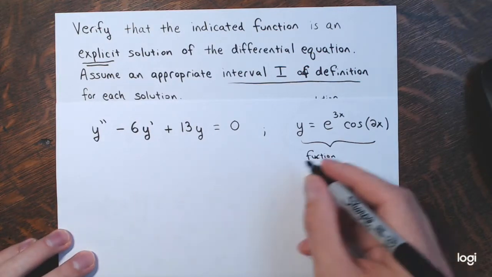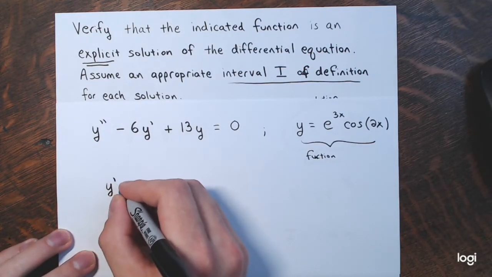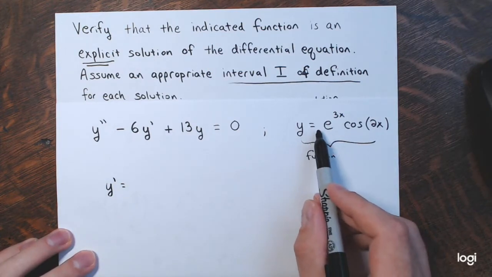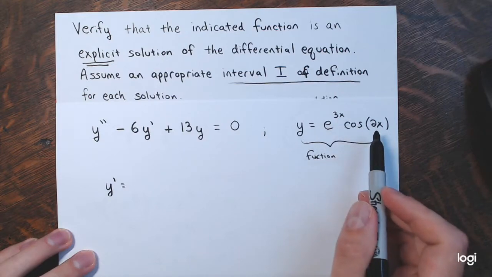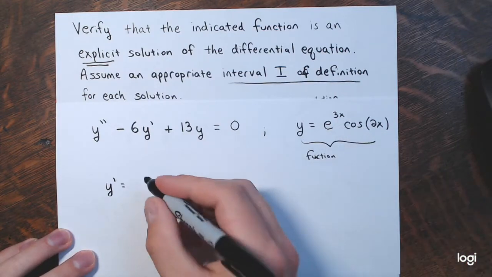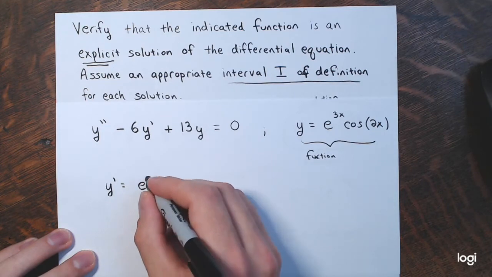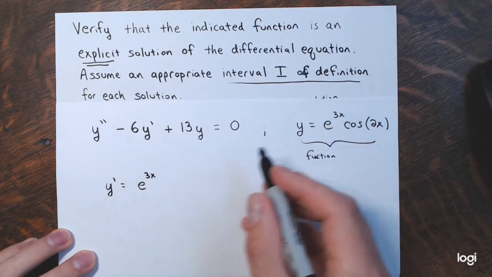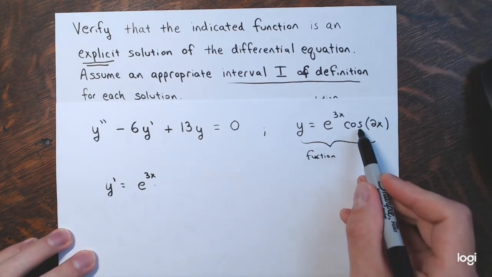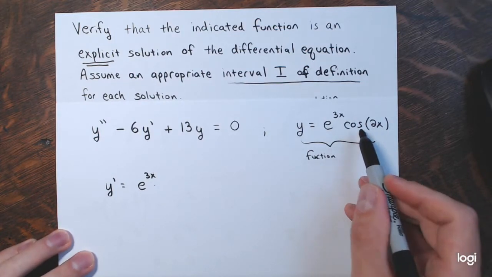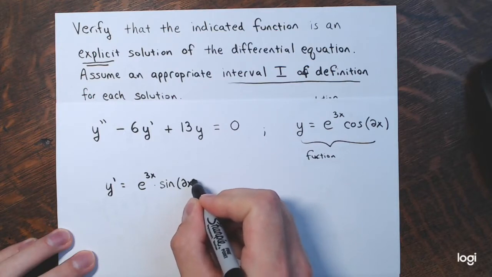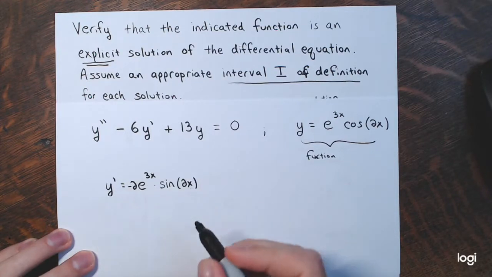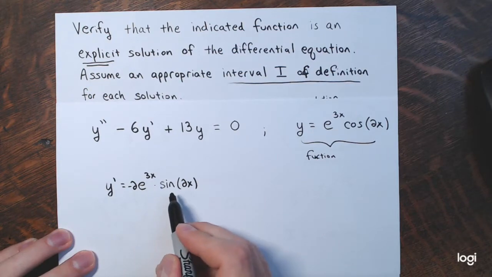So I'll do this here, y prime. Now it's a product, so I'm going to be using the product rule, and there's some chain rule involved as well. Remember how that goes. The product rule: the first factor, e to the 3x, times the derivative of the second factor. Hopefully you recall, the derivative of cosine is negative sine. So that'd be negative sine of 2x and then times 2. So I'll have negative 2 out front here: negative 2 times e to the 3x times sine of 2x.